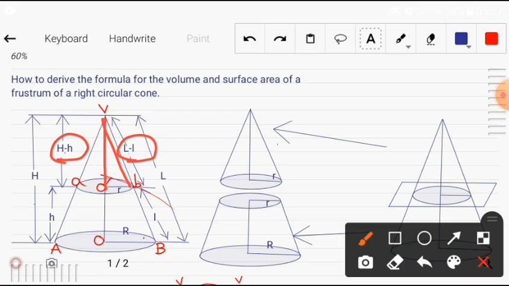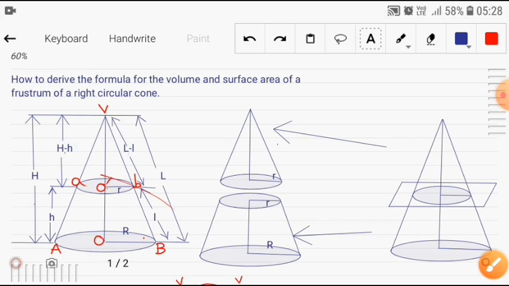And as you can see, the radius of the upper cone is represented by small r. Similarly, the radius of the lowest base of the big cone is represented by capital R. Okay, so capital R is representing the radius of the lower base of the frustum as well, or big cone. So be careful. Now, using these values, we will calculate the volume and surface area of the frustum.